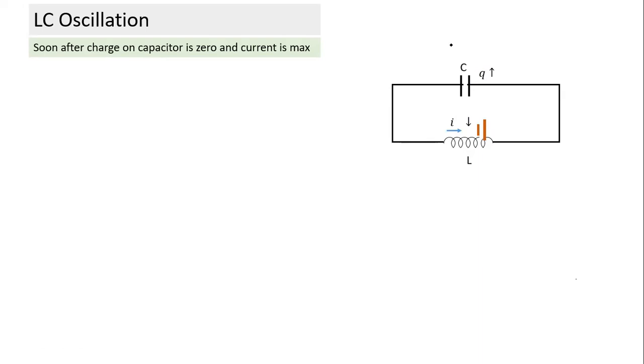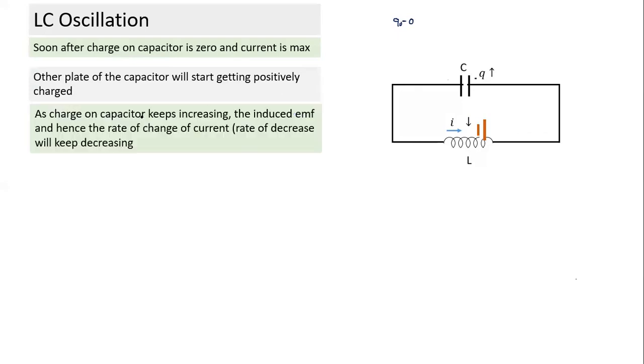So which stage are we talking about now? From Q0 it has dropped to 0, and now we are talking about afterwards. Afterwards, this plate will become negative and the other side plate will start acquiring positive charge. The charge on the capacitor will keep increasing, and as it keeps increasing, the potential difference across the capacitor will keep increasing. Hence this induced EMF also will keep increasing. If the EMF keeps increasing, it means di/dt also, the rate of decrease of current, will keep increasing.